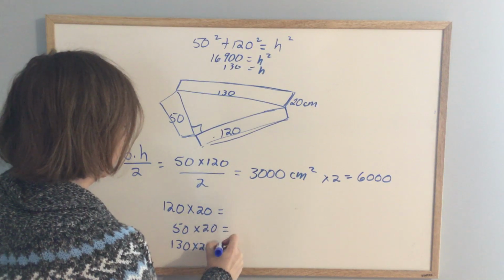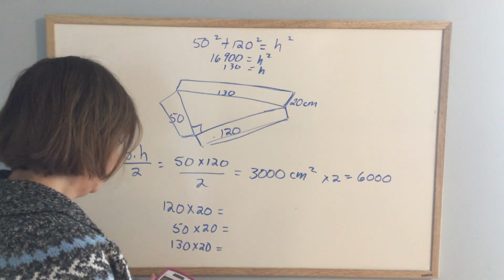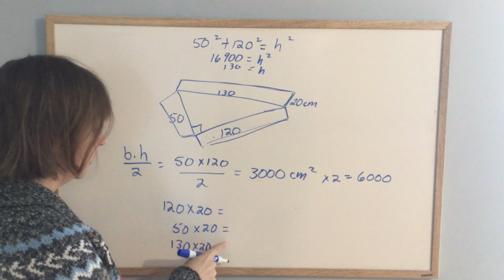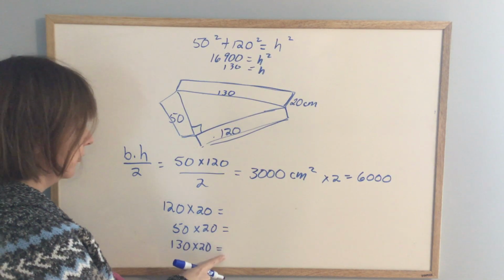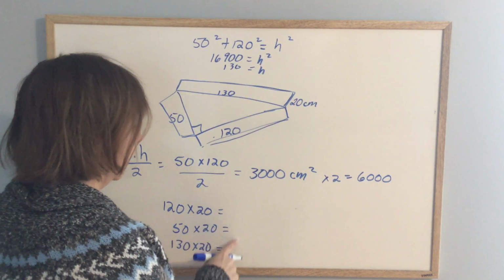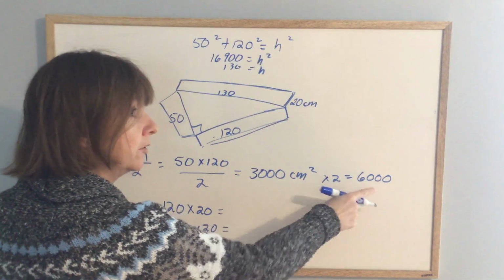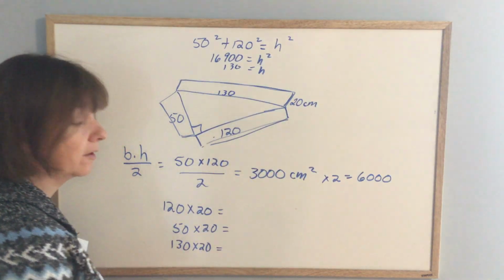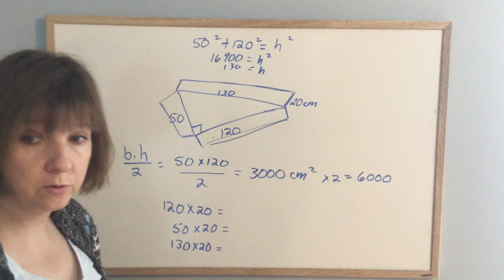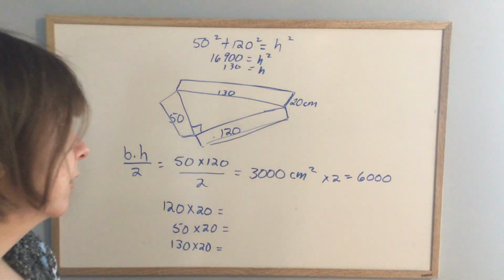So I'm going to work each of those out. So I'll do 120 times 20, 50 times 20, 130 times 20. I'll take each of those and I'll add them on to the area of the two triangles, which is 6,000, and that'll give me the total. So that would be the surface area.